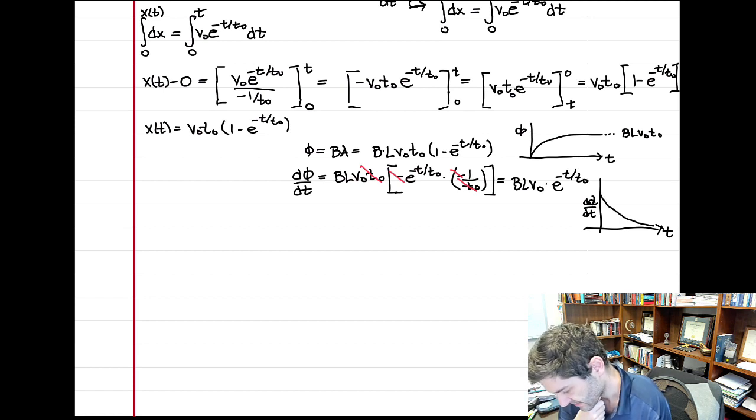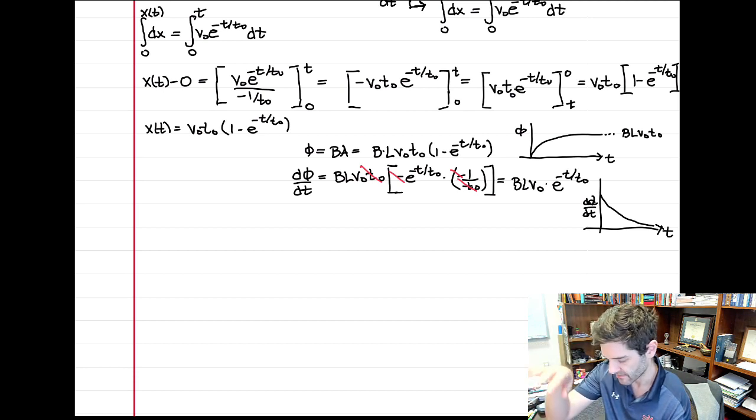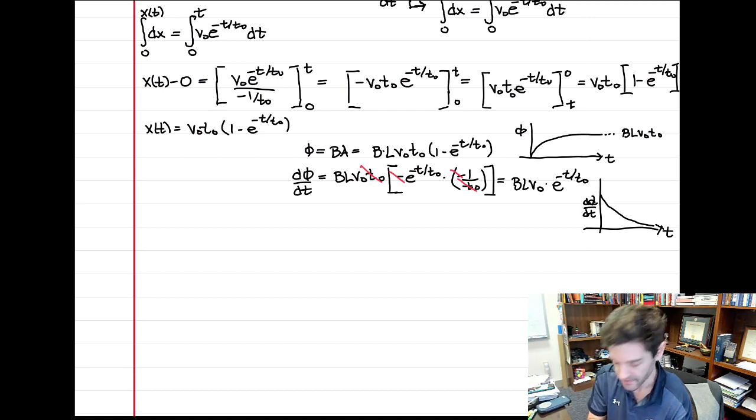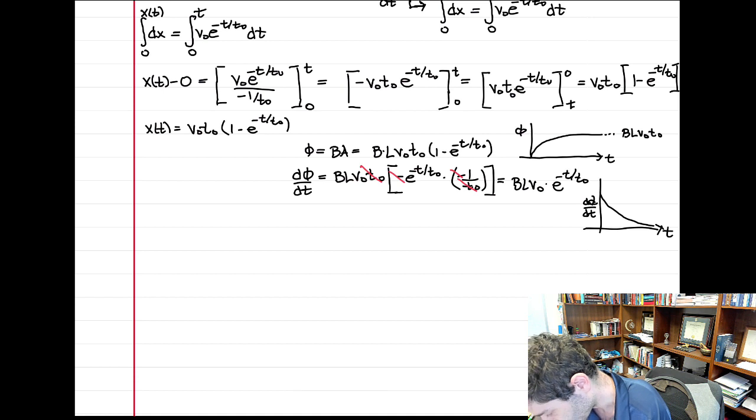And it's always positive. And that makes sense because, just given the value of the flux, the flux always seems to be increasing if you look at the top plot. So then its derivative must always be positive, and asymptotes.